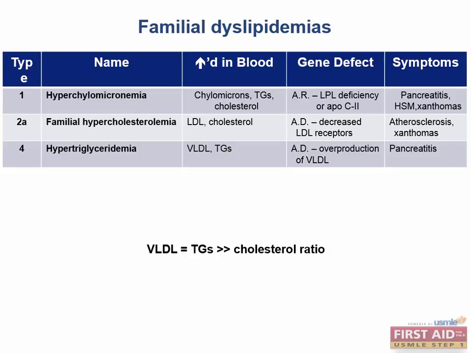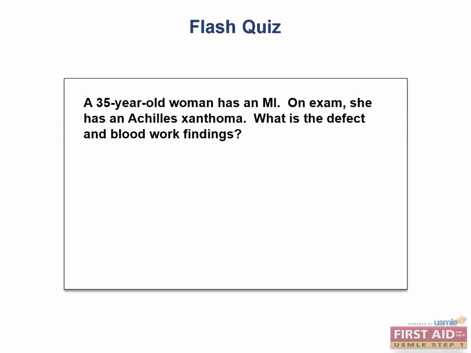Well, that's all for the hyperlipoproteinemias. Okay, flash quiz time. A 35-year-old woman has a myocardial infarction. On exam, she has Achilles xanthoma. What do you think the defect is, and what might the blood work findings show?